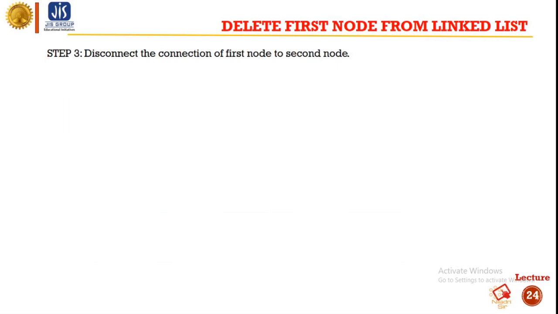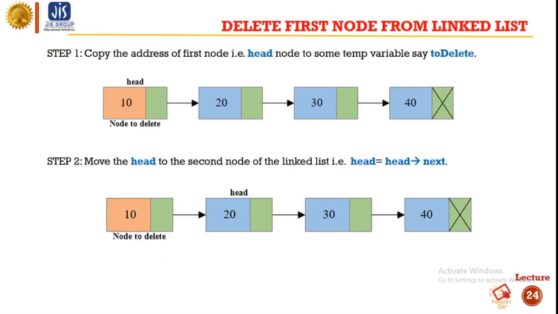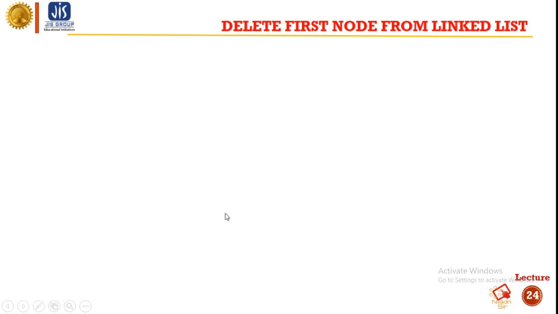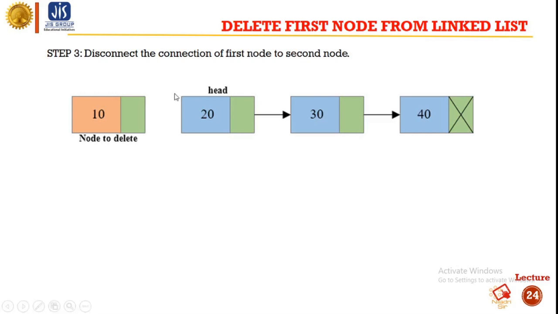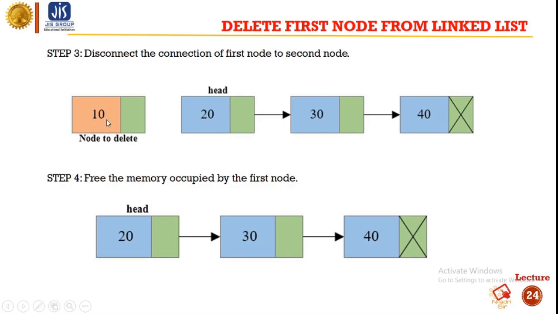So I will show you once again what happened. So this is the linked list. We'll first copy the address of the first node, of 10, and we will save it to the toDelete variable. After that we will move the head to the second node, that is head is now from here to here. So now we will disconnect the connection. We will disconnect this connection and we will free the memory. We will completely delete the node, so that the memory will be free now.